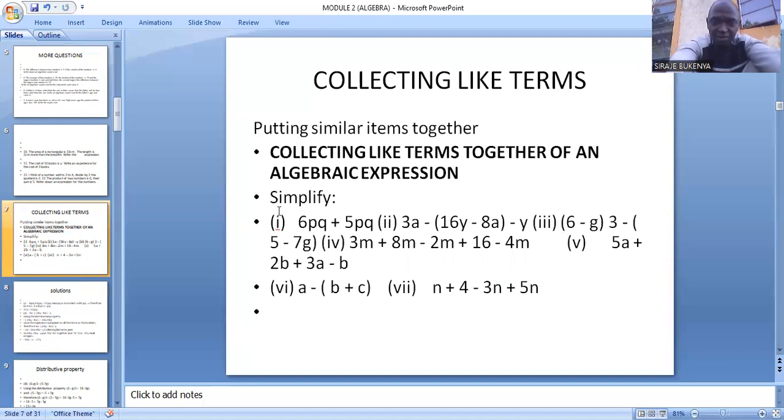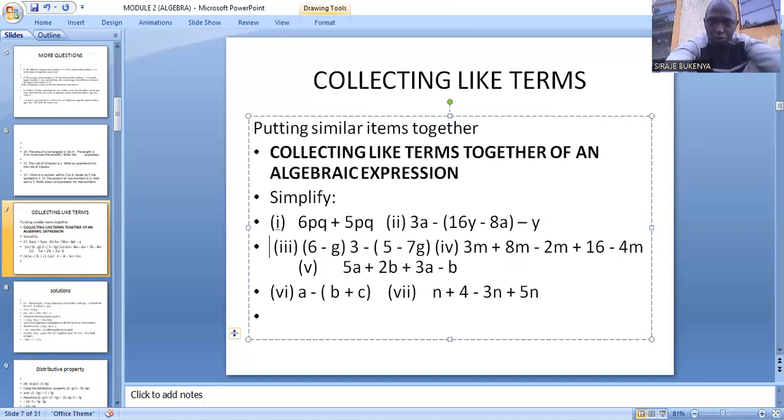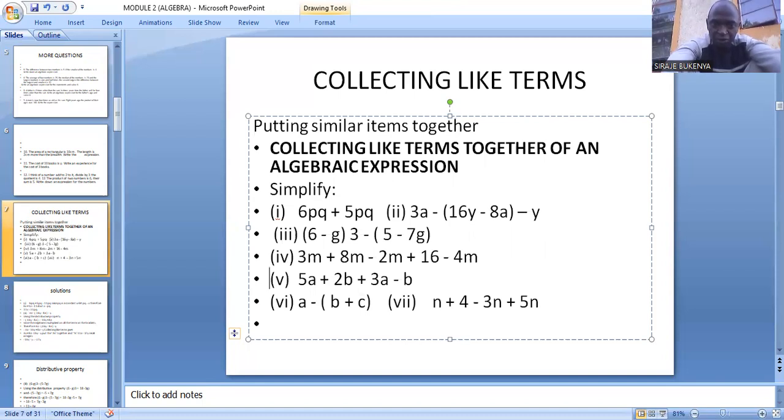If somebody says in another question, Roman 2, 3a minus open bracket 16y minus 8a, then minus y, how can you simplify that? To work on this, you need to use what we call opening brackets. And to open the brackets, you need to use what we call the distributive property, as you're going to see in the illustrations that are going to come. So in order to work out these ones, you need to use the distributive property as you open brackets. Let us look at some of the solutions of those.